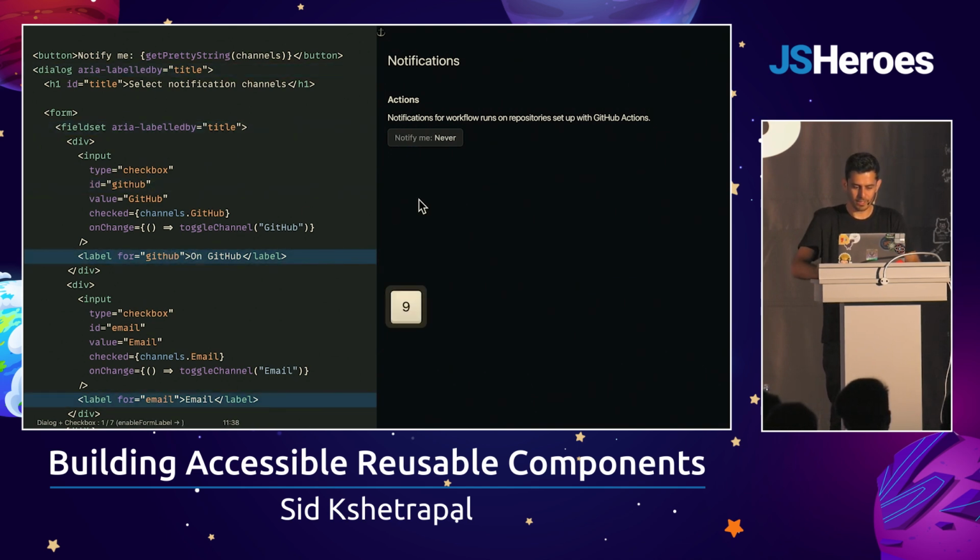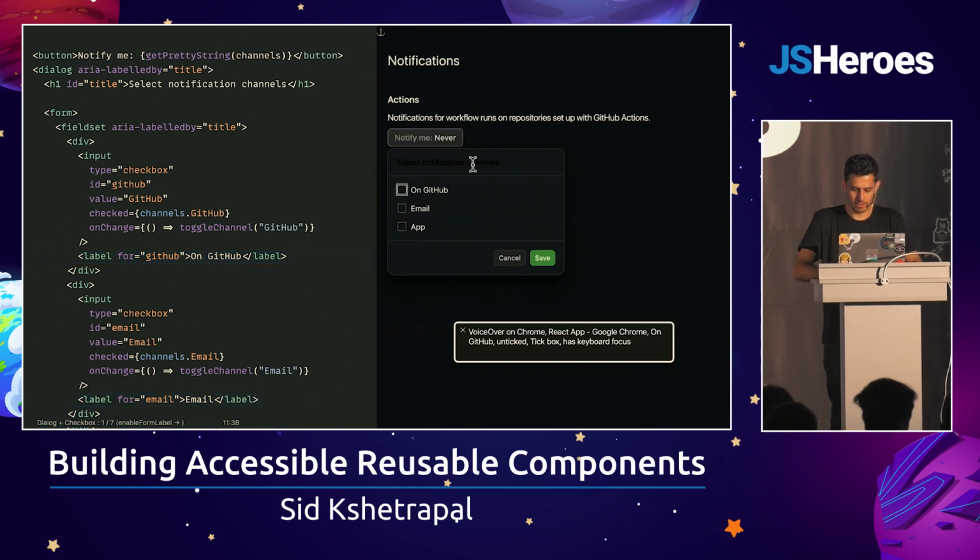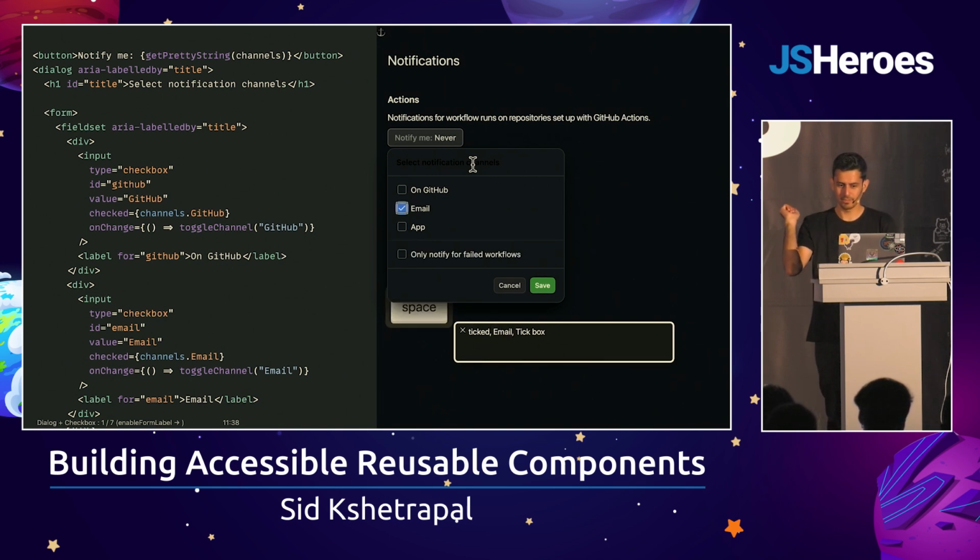So let's see. VoiceOver on. Chrome. React app. Let's get that one. Email. Untick. Tick box. OK, now I know it's email tick box. Add. Untick. Tick box. Perfect. I'm going to Email. Untick. Tick box. I'm going to tick something. Tick. Email. Tick box. Nice.